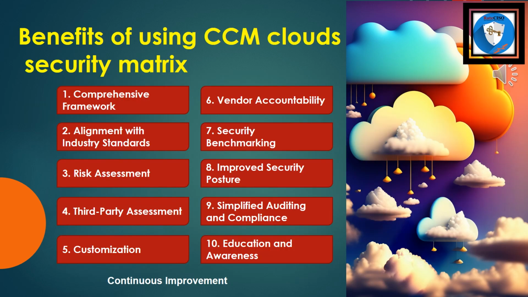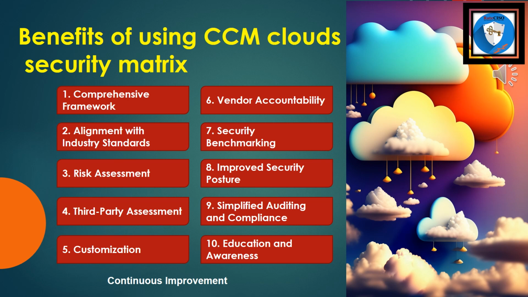The Cloud Security Alliance (CSA) Cloud Controls Matrix (CCM) is a set of security controls and best practices designed to help organizations assess the security posture of their cloud service providers (CSPs) and ensure that their cloud deployments meet specific security requirements. Using the CCM provides several benefits. 1. Comprehensive framework. The CCM offers a comprehensive framework of cloud security controls and guidance, covering a wide range of security domains. It helps organizations address various security aspects in their cloud deployments.